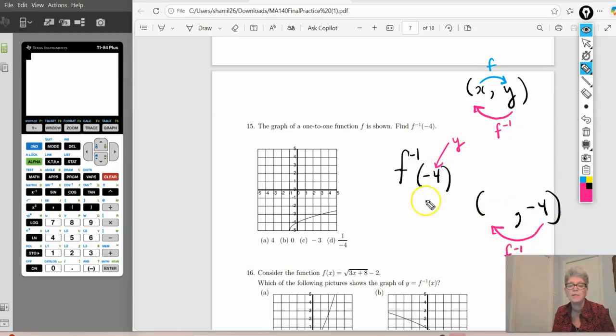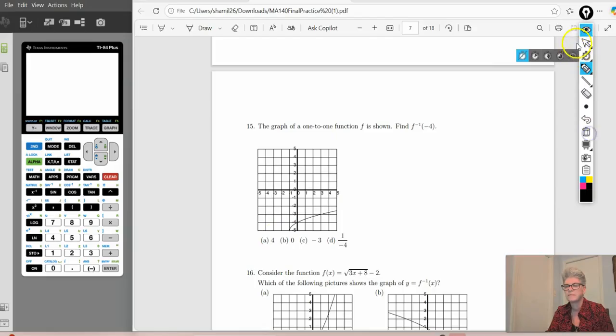So let's find the point. So here's -4, and there's the point. So the point that's on the graph is the point with coordinates (0, -4). So f inverse maps the y into the x, and f inverse of -4 is going to be equal to 0. Okay. So the answer to that one is B. Okay, let's keep going.